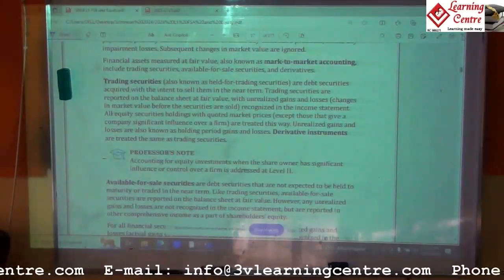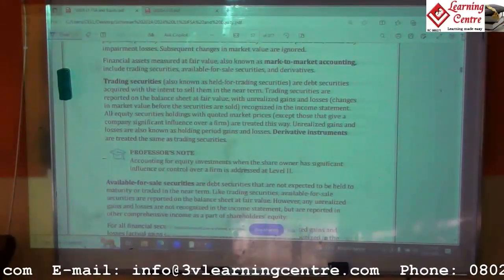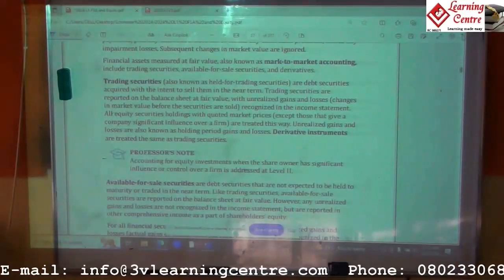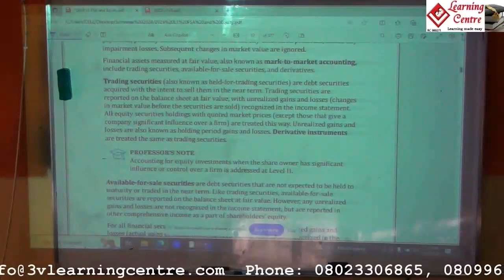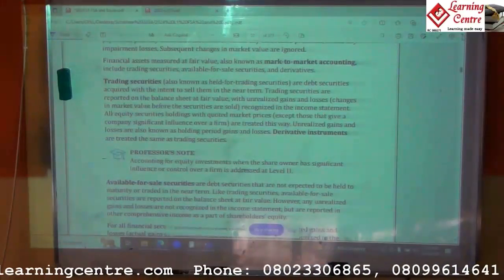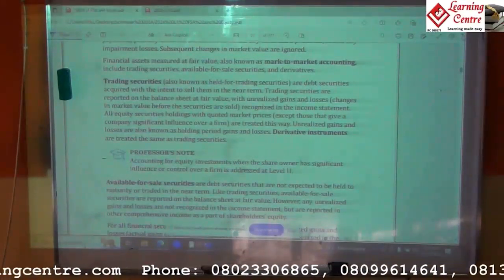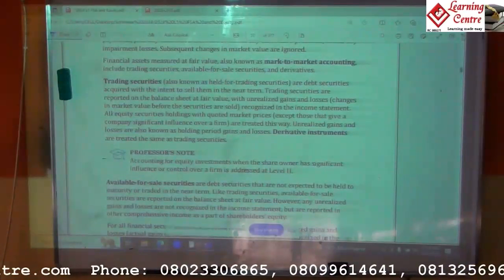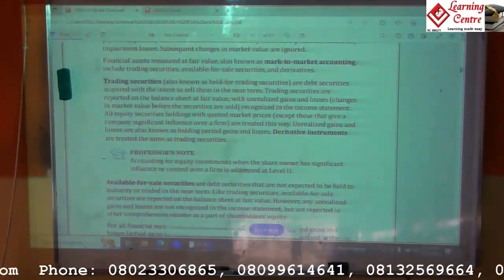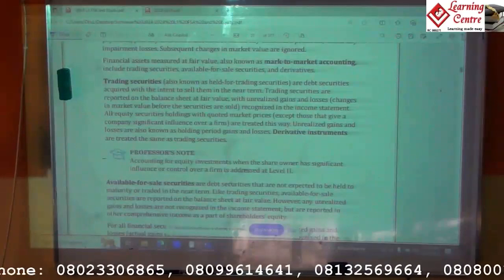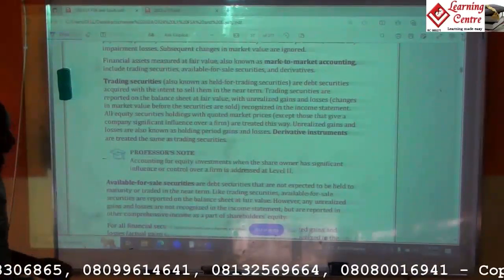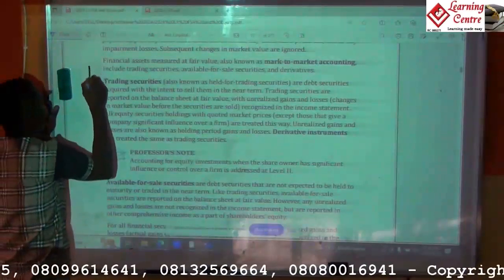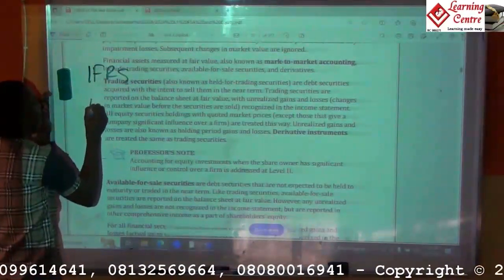Are you good? Any question? So let's go. The next is what? Financial instruments. So please, let's take note. I have to write here. So there are two ways: IFRS and US GAAP for financial instruments.